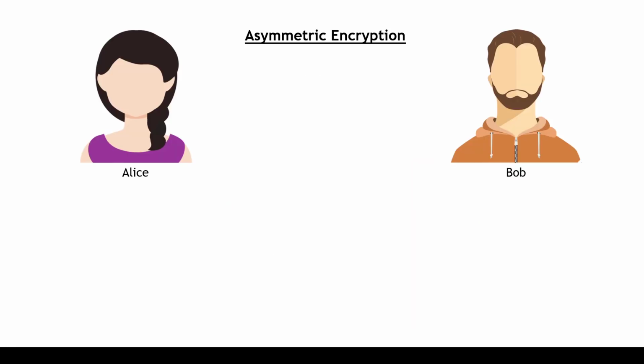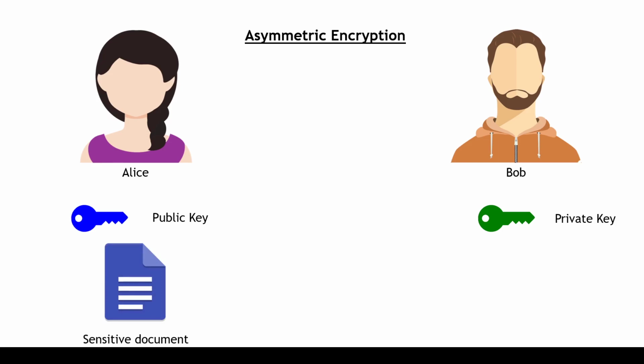Now let's go back to Alice and Bob. Suppose Alice wants to send a sensitive document back to Bob. What Bob will do is produce a public and private key pair. If Alice wants to send a message to Bob, Bob will send Alice his public key, while keeping his private key secret. Alice will then use Bob's public key to encrypt her message.